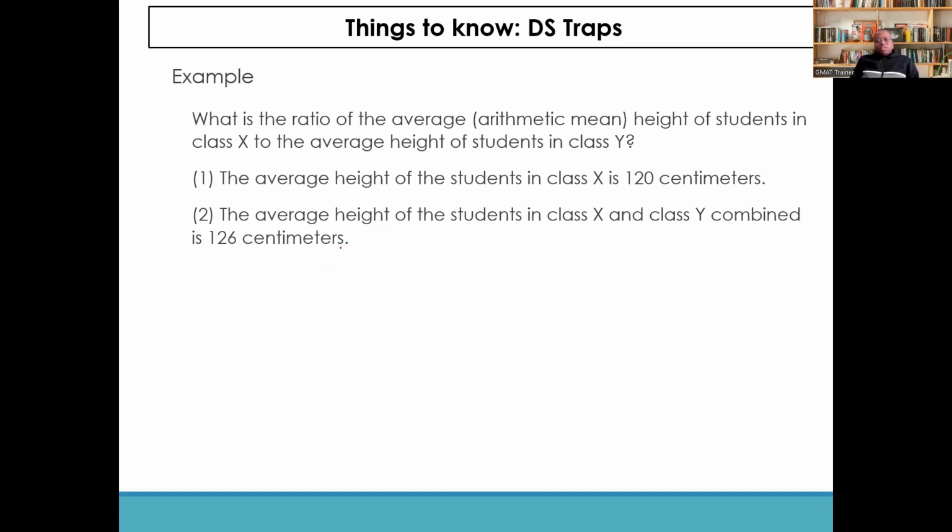So what's the ratio of the average height of students in class X versus class Y? The ratio of the average height of students in class X to the average height of students in class Y. So you have average X, average Y. Either that or you can put the colon, depending on which way you want to express this. So you need to know the average of X and the average of Y.